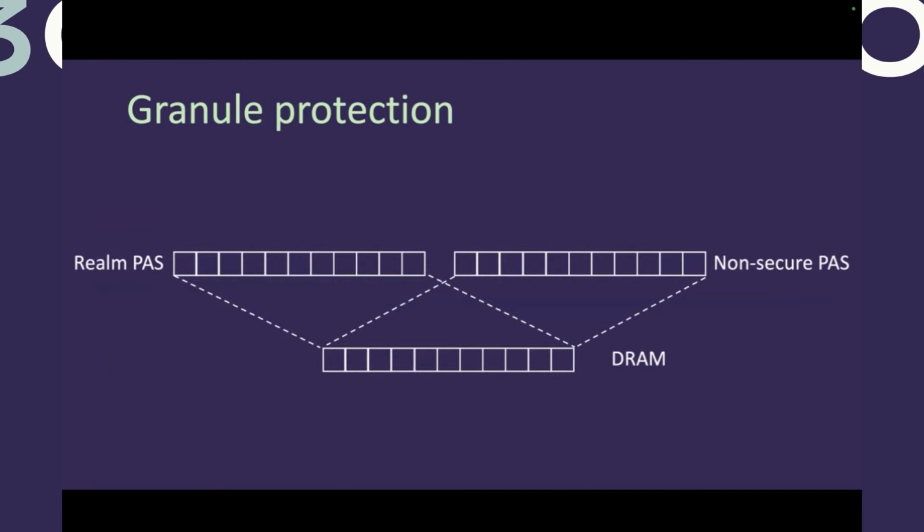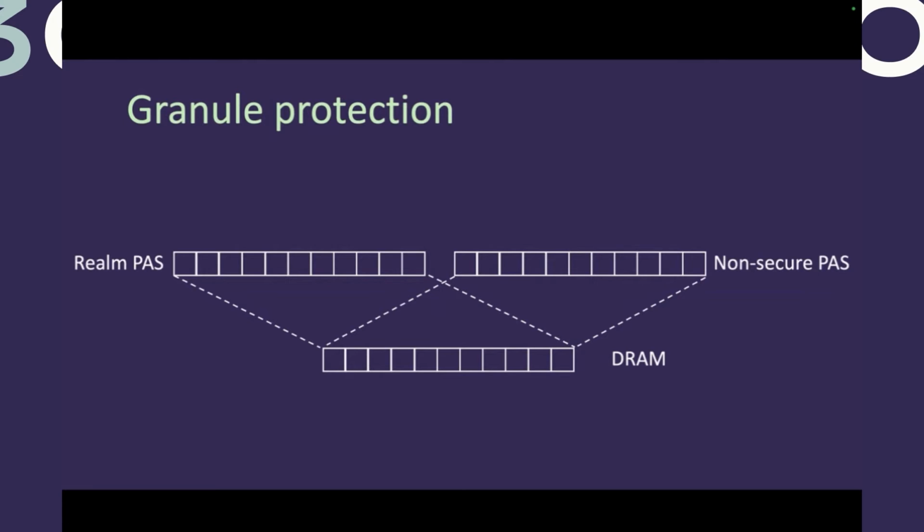So RME is fundamentally an isolation architecture, which provides strong access controls in two ways. Firstly, between realms, access controls are enforced via translation tables, which are managed by the RMM. And then between worlds, access controls are enforced by the hardware. And this diagram shows how physical memory is managed on an RME system.